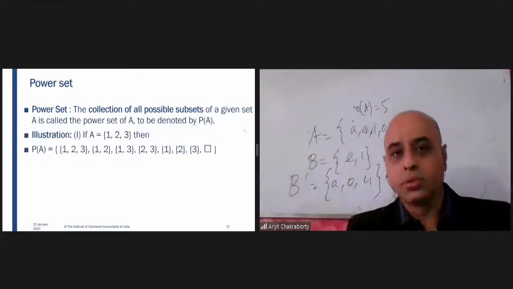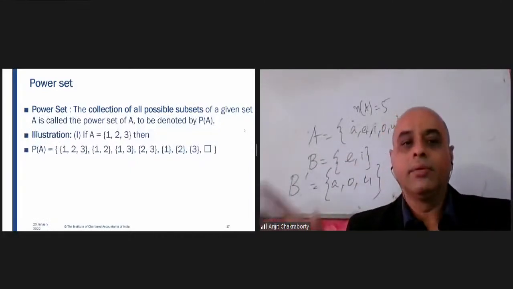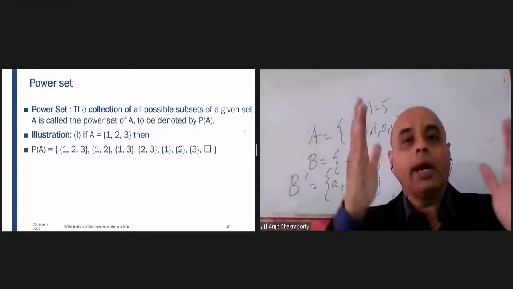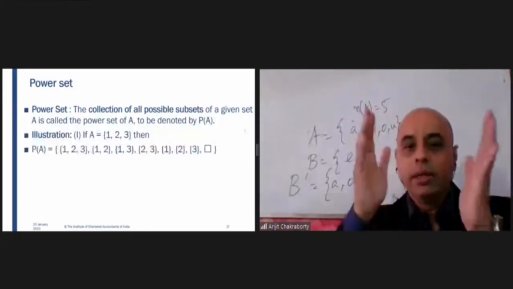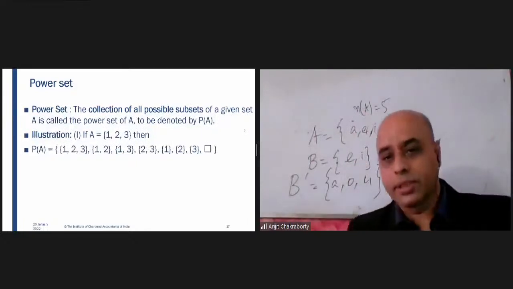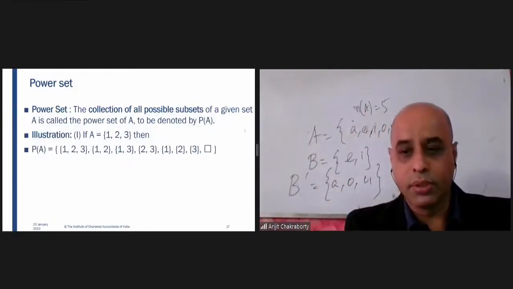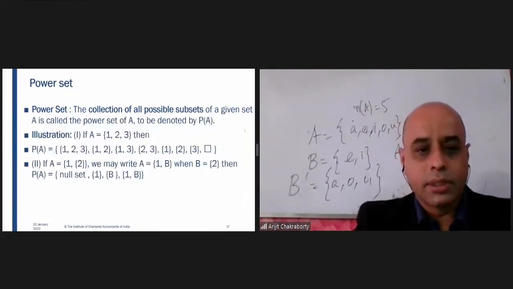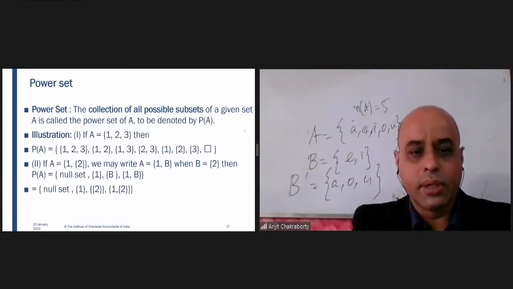{2, 3} and {3, 2}, we have not taken {3, 2}. Okay. We have taken {1, 2, 3}, {1, 2}, {1, 3}, {2, 3}, and individually set {1}, set {2}, set {3}, and the null set. The null set is the square symbol which you see at the end. Okay, so this I think you have understood, null set.